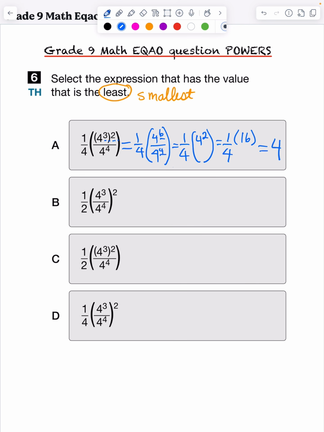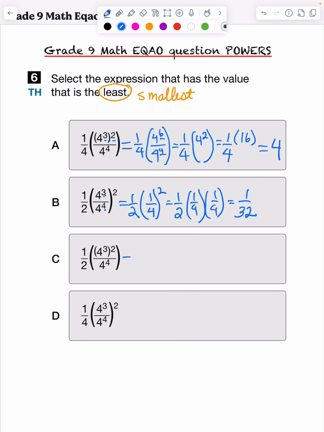Moving on to B, 1/2. I'm going to look at these inside the brackets first. I have 3 on top, 4 on the bottom. When I subtract 3 minus 4, that leaves me with the -1. Or I can have a 1/4 squared. I'll write it all out. 1/2 times 1/4 times 1/4. 2 times 4 is 8. 8 times 4 is 32. I get a value for B of 1/32.